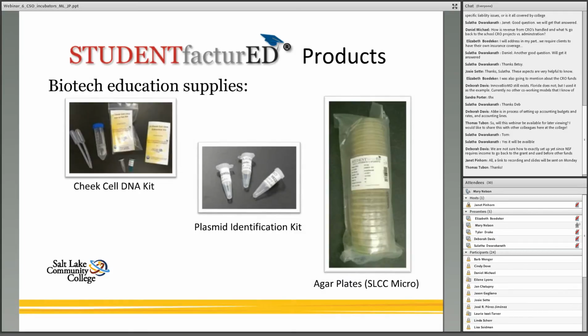Just a quick picture of our products. So yeah, we have a plate pourer in the lab, and we can put together plates at their request. They have different kinds of plates that they want from us. Like I said, we have the plasmid identification kit. We also manufacture the cheek cell DNA kit, and this is just an outreach. It's intended for typically K-12, to get them interested in science. We can do this kit with them at some of these outreach events.